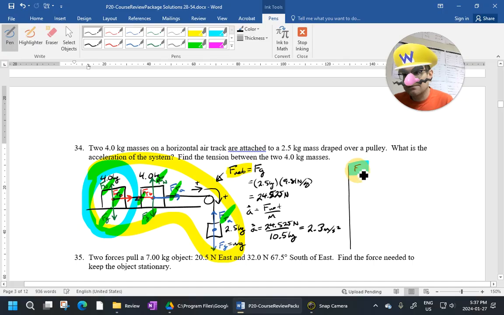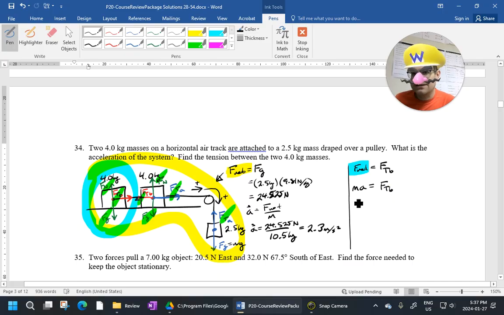Because this box has the FB and no other forces that I don't know. If I looked at the other 4 kilogram box, that tension A there, I don't know what that is. I would have to go find it. But in the back box there, there's just that tension B. That's my only force that doesn't cancel out. So that's my F. If I could find the F net here, which is equal to mass times acceleration, then I know my F tension.